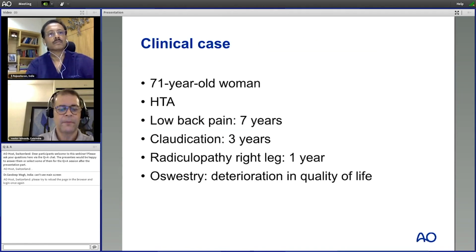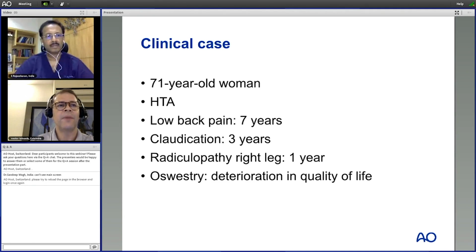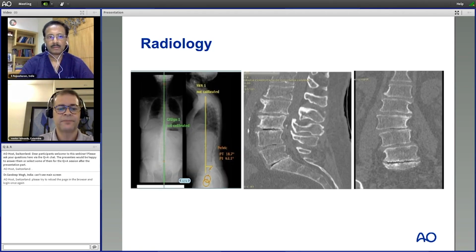Hello, everybody. This is a typical clinical case. This is a woman, 71 years old, with hypertension, who had lumbar pain for 7 years and claudication in the last 3 years, and radiculopathy in the right leg for 1 year. The Oswestry showed an impairment in the quality of life.